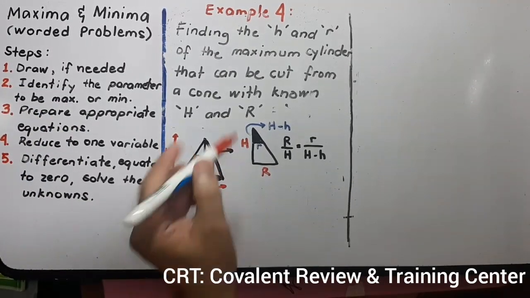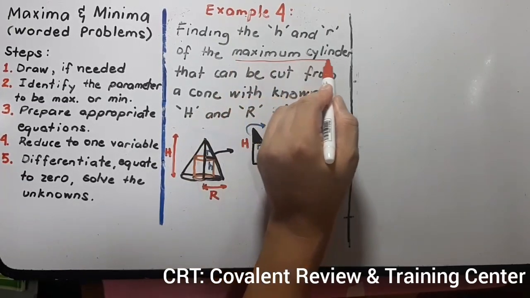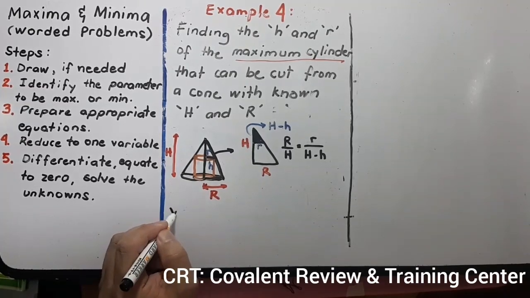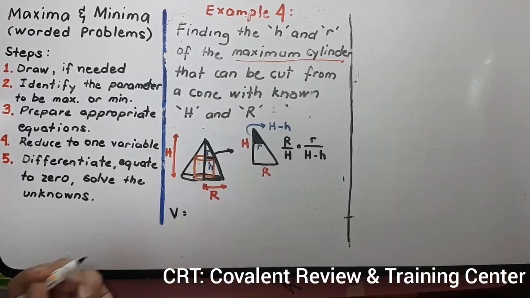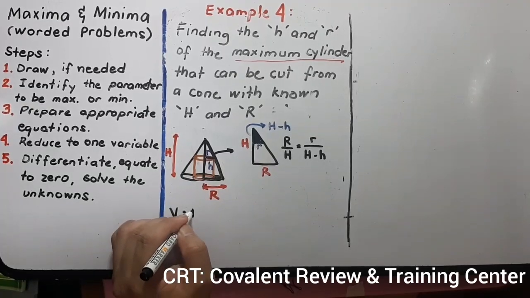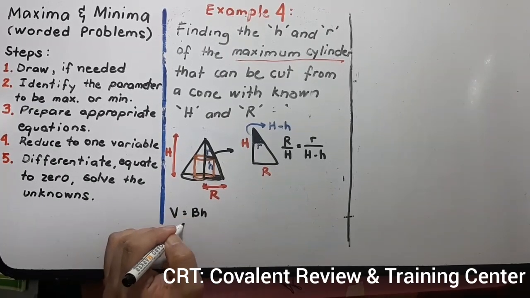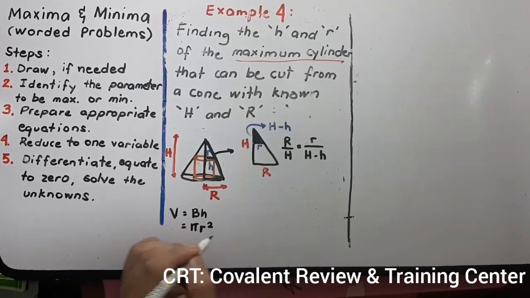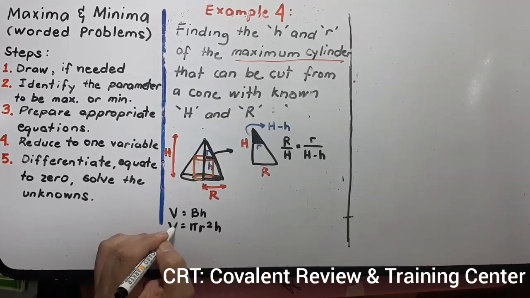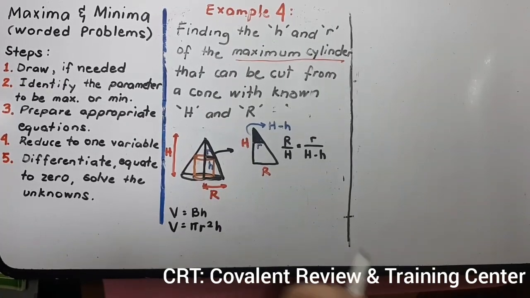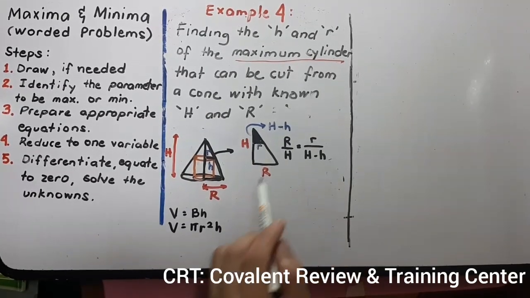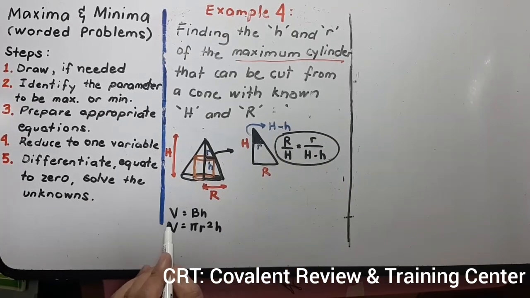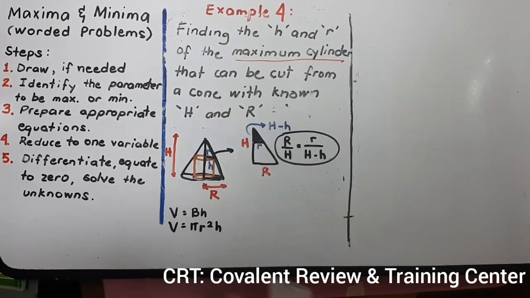So in this problem, we are going to maximize the cylinder, meaning its volume. The formula of the cylinder in terms of volume is base times height. The base of the cylinder is equivalent to pi r squared times h. So this is the volume of the cylinder. We already have two equations, the ratio and proportion equation and the volume formula of the cylinder.